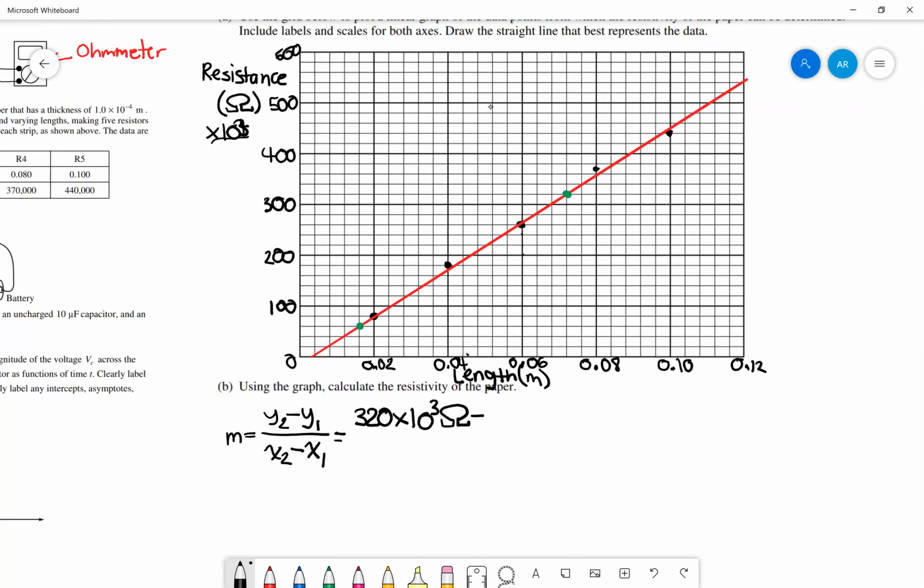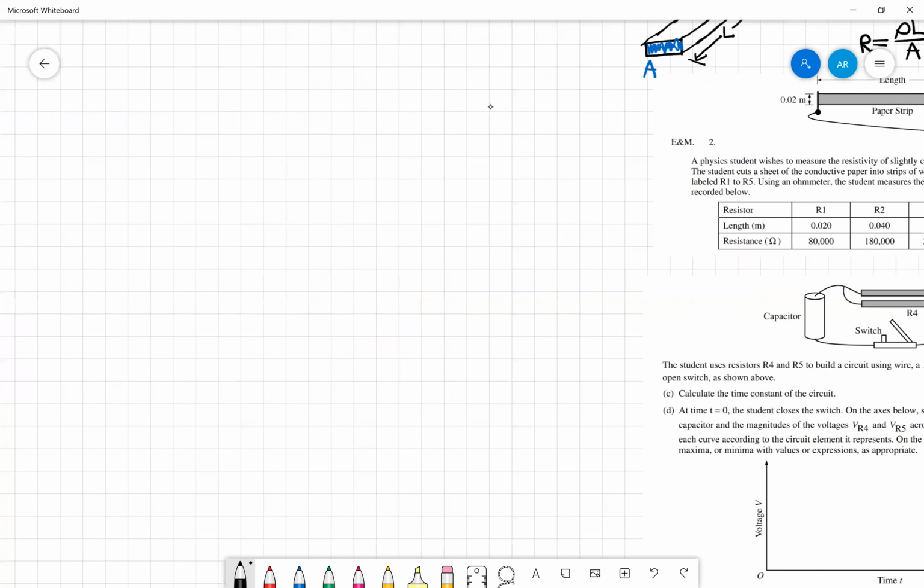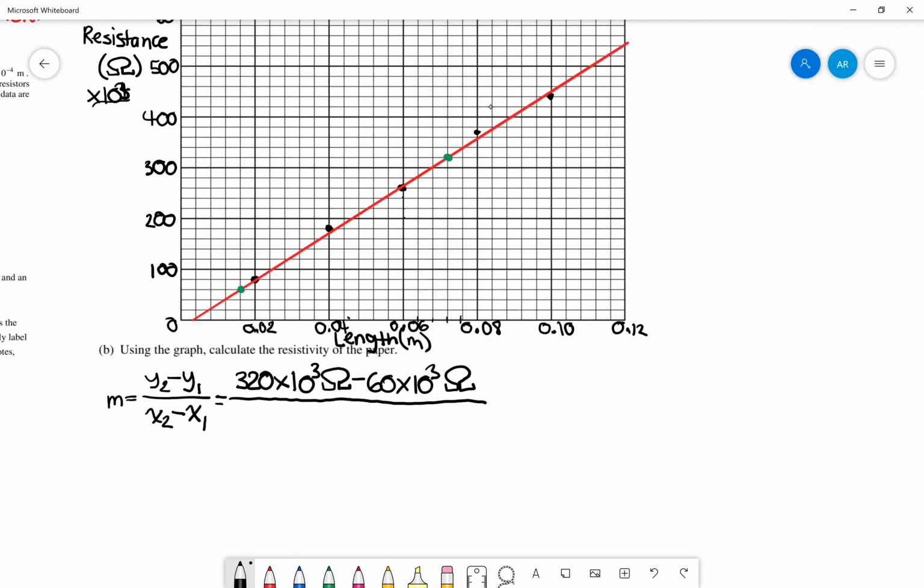What's y1? y1 is 60 times 10 to the 3 ohms. For x2 minus x1, we have to be careful as well, even though we didn't scale it, so there's a little less room for error. So what is each of these markings? If we find each marking according to our scale, it will be easy to find the x value. The distance between each of these is 0.02, and we're dividing 0.02 into 5 intervals.